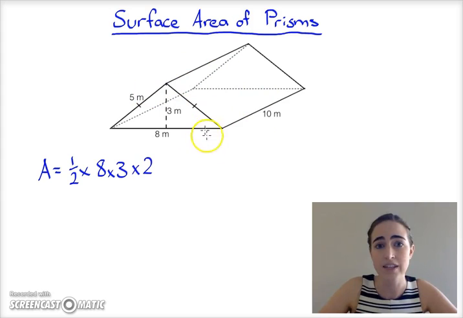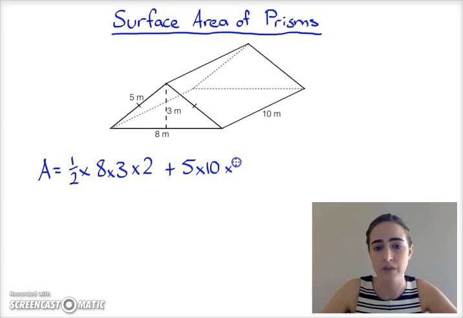So we've got 2 rectangles there that are the same size. So we'll have plus 5 times 10, because there's 2 of them, we'll times by 2. So that's the front and the back and 2 sides.